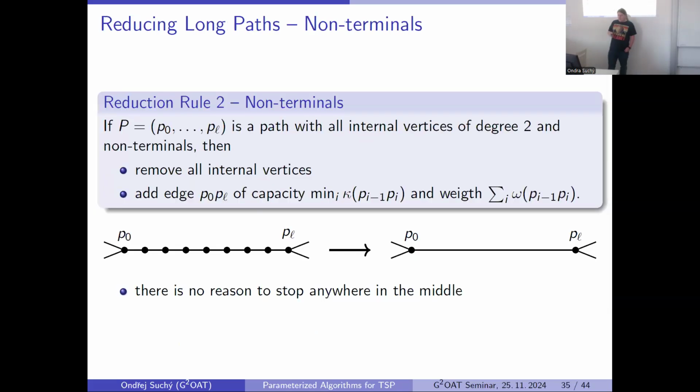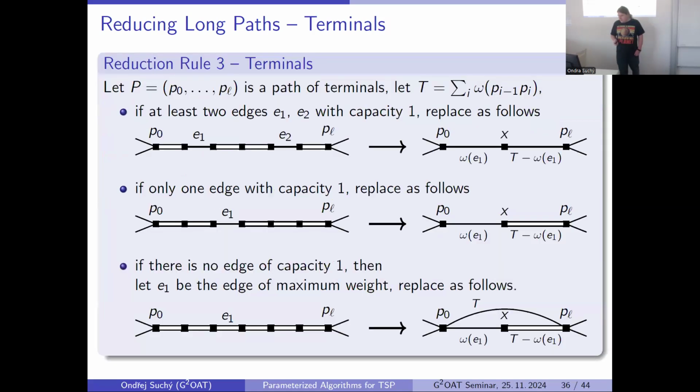Okay, so this was easy. Then if you have a long path which is formed just by non-terminals, you can remove all internal vertices from that path and replace it by one edge which has the capacity which is the minimum of the capacities, and weight which is the sum of the weights. That's also easy. There is no reason to stop anywhere on the path and do something more interesting. Either you pass through the path completely or not.